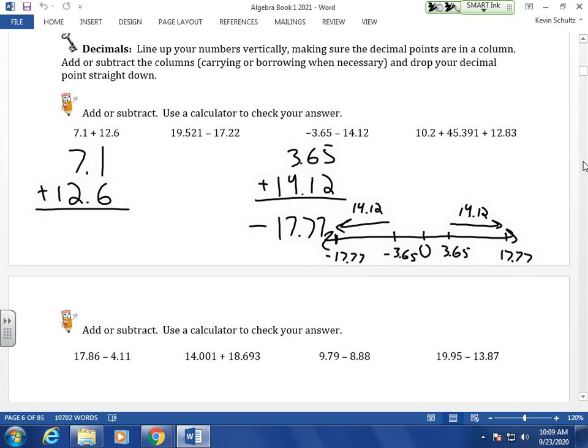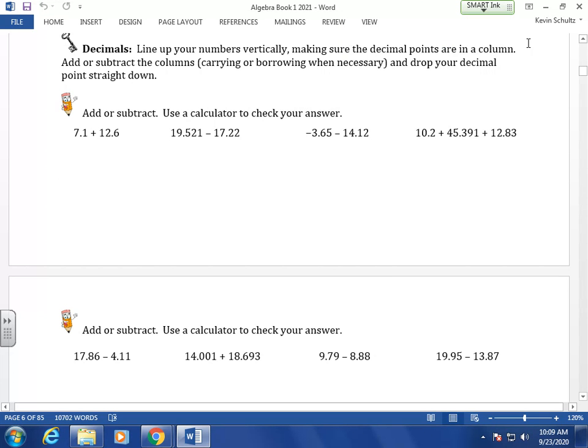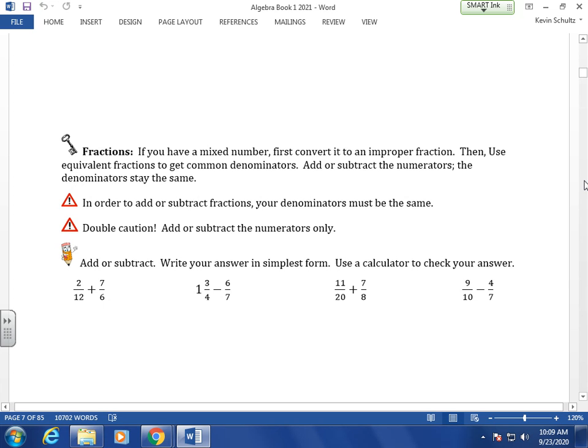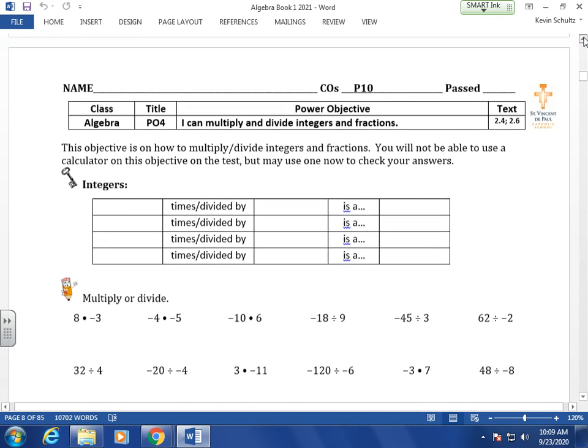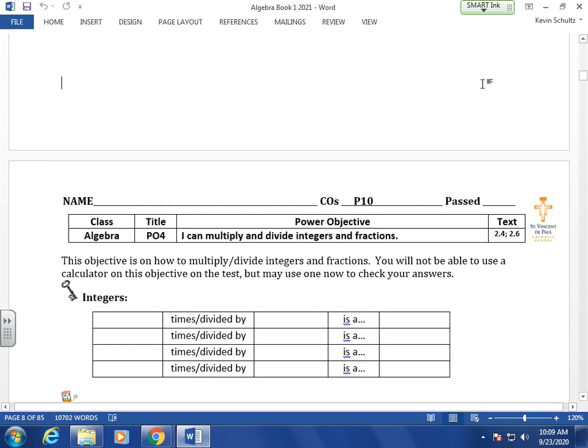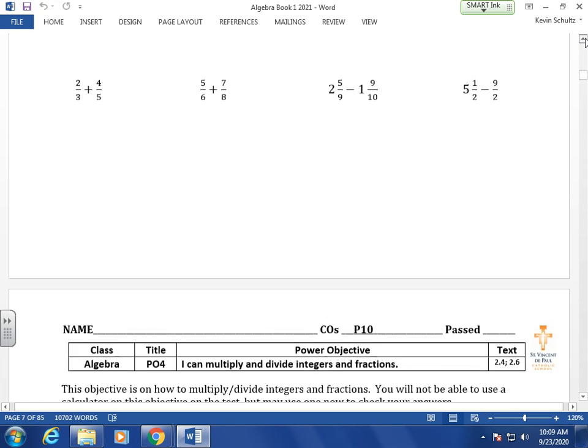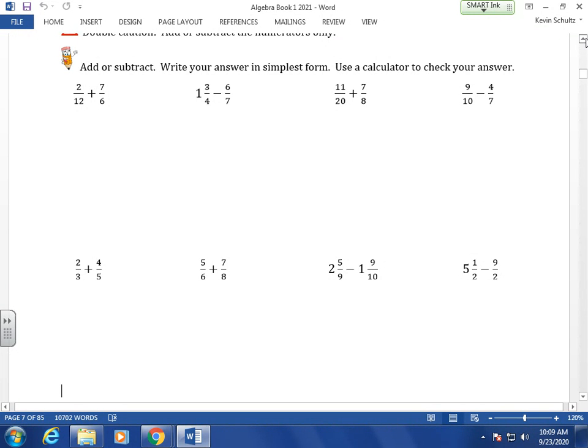All right, everyone's favorite, save the best for last, fractions. What is that thing that you must remember to do when adding and subtracting fractions? Miranda. Yes, those common denominators. Common denominators. 2/12 plus 7/6 is not equal to 9/18.